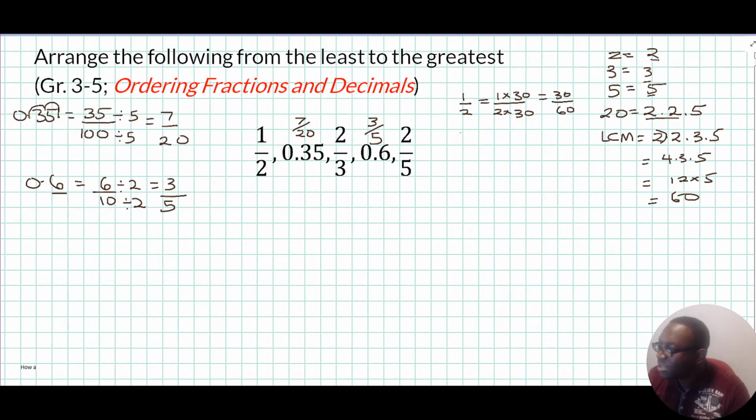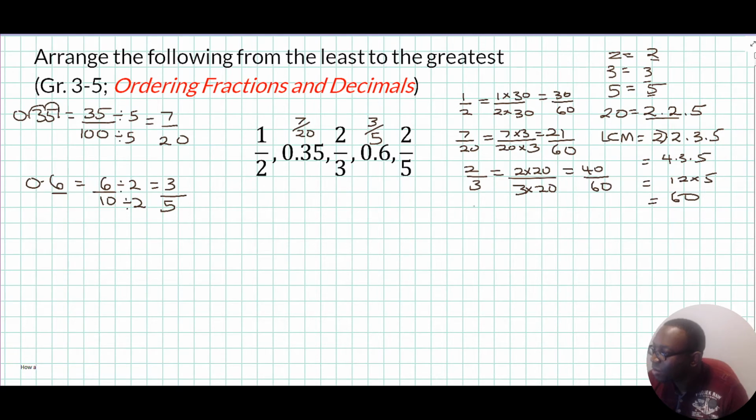The next one is 7 over 20. I'm going to multiply 20 by 3. And so I have to multiply 7 by 3. So this is 21 over 60. Now we have 2/3. We're going to multiply 3 by 20, so we multiply 2 also by 20. So this is going to give us 40 over 60.